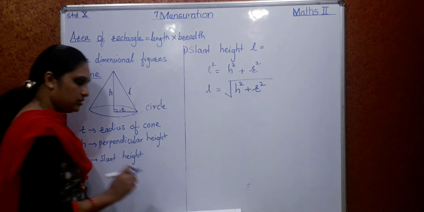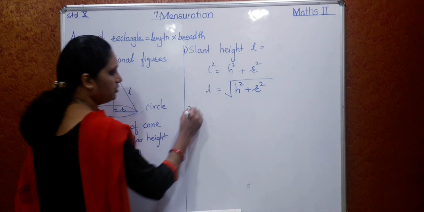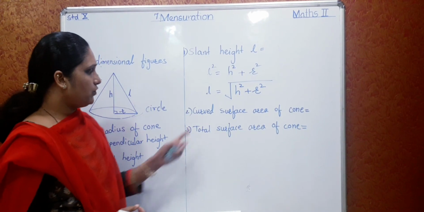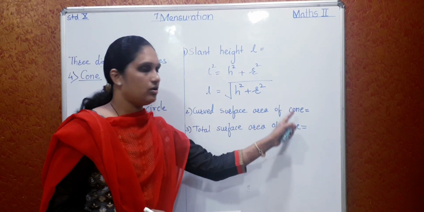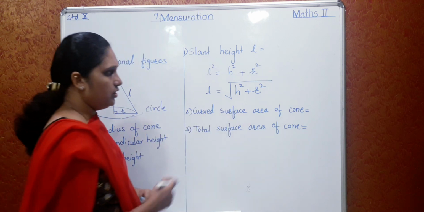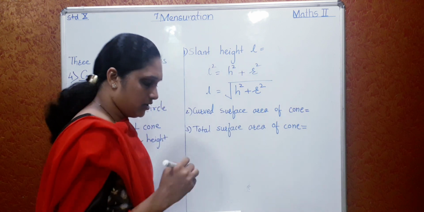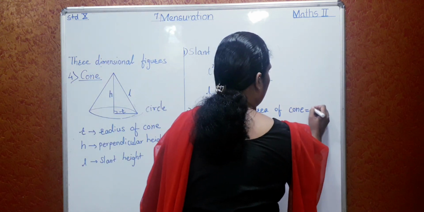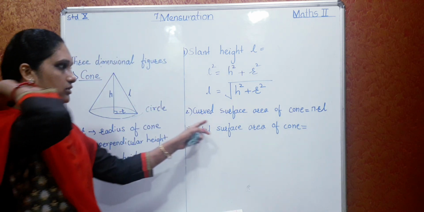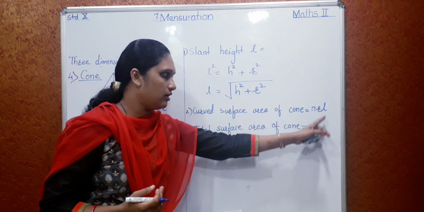Now let's see the second formula for cone. The next formula is the curved surface area of cone. For this curved surface area of cone, it will be pi r into L. So this will be pi r times L. So curved surface area will be pi r L.